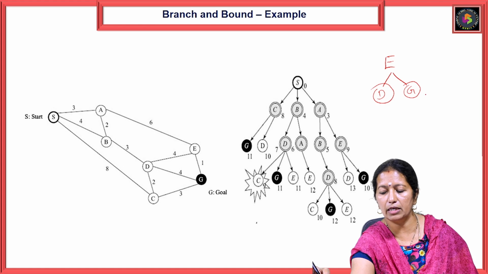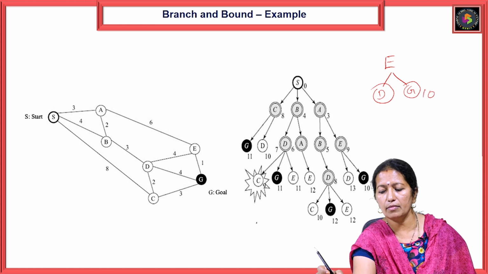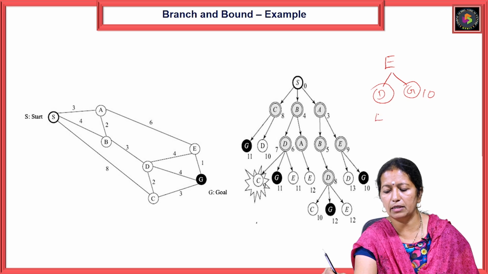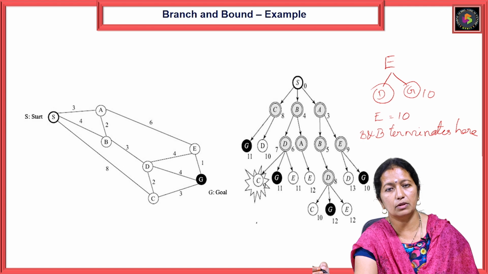Here my goal state cost is 10. I'll be calculating, and the estimated path I found is 10. This is my final value comparatively. Here I'll be terminating. Now my branch and bound terminates here, as I found this is my final solution. This is where I am terminating. This is my optimal solution. This is how the branch and bound technique and search works.